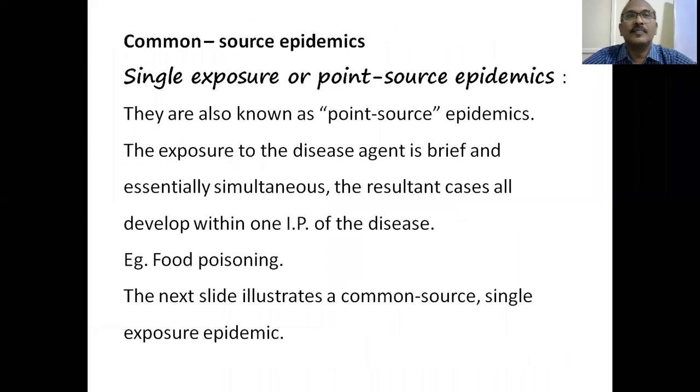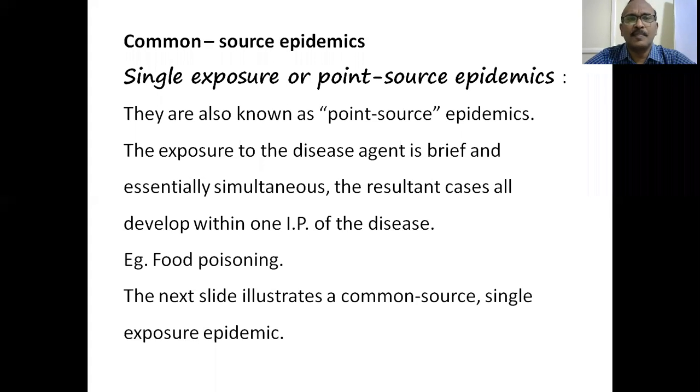Now let me explain the common source epidemic. As I said earlier, it is of two types: single exposure or point source epidemic, or continuous or multiple exposure epidemics. Single exposure epidemics are also known as point source epidemics, as we discussed earlier. Here the exposure to the disease agent is brief and essentially simultaneous. It means all the resultant cases develop within one incubation period of the disease. Example, food poisoning.